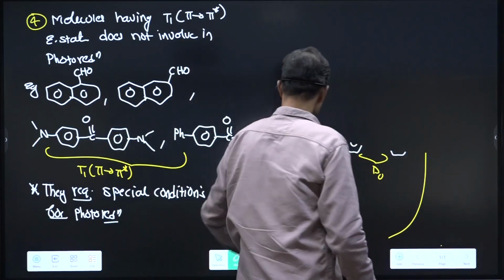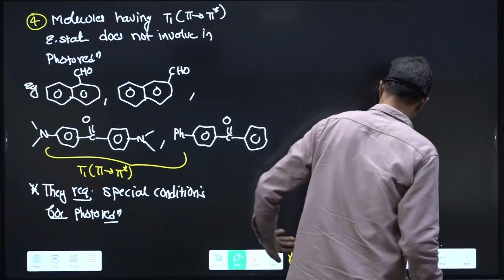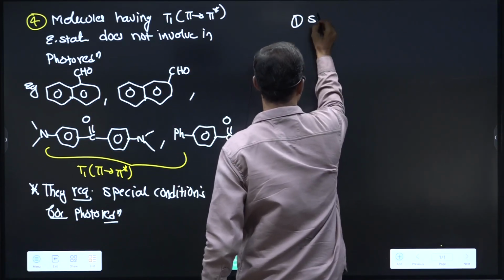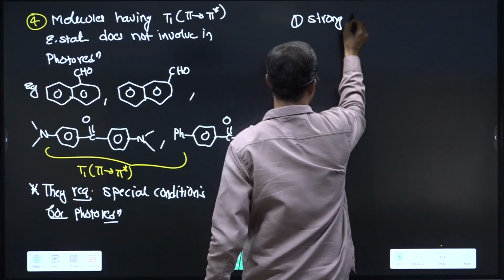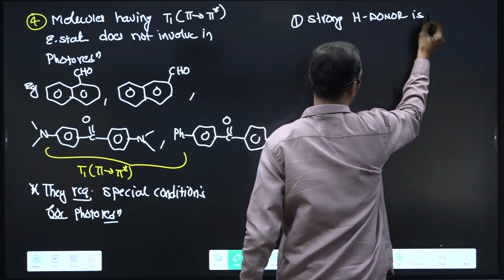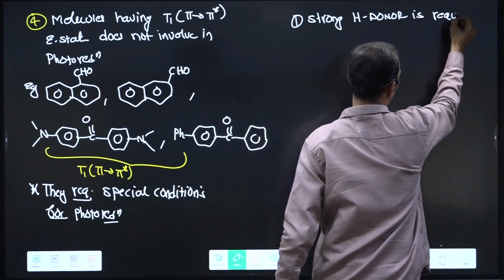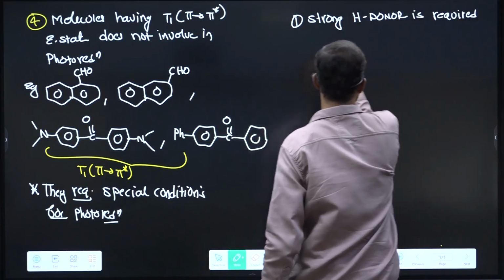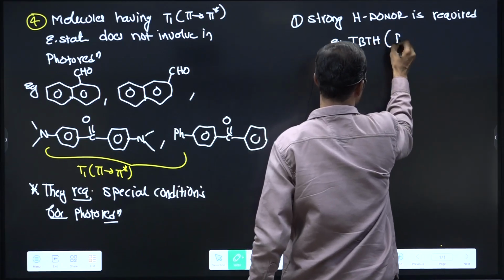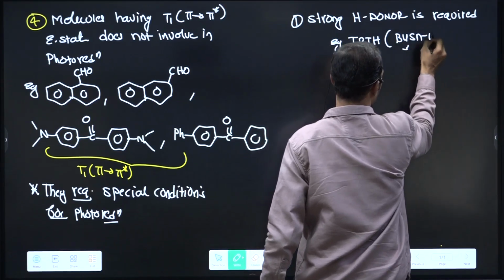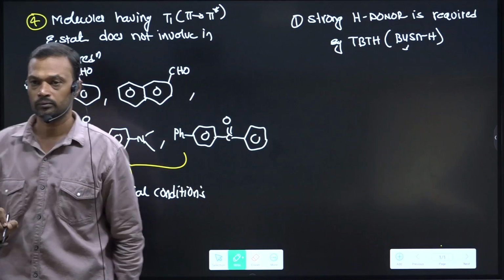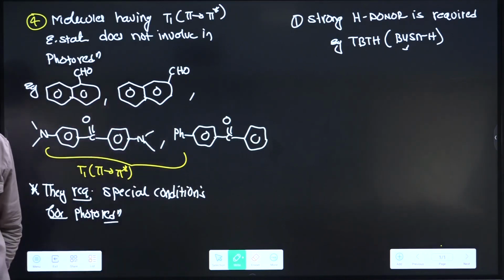So what is that condition? First condition: a strong hydrogen donor is required. A powerful hydrogen donor is required. Example, TBTH. TBTH is a powerful hydrogen donor. So when these molecules are given, first try to take TBTH, don't take alcohol. A powerful donor is required. Okay?